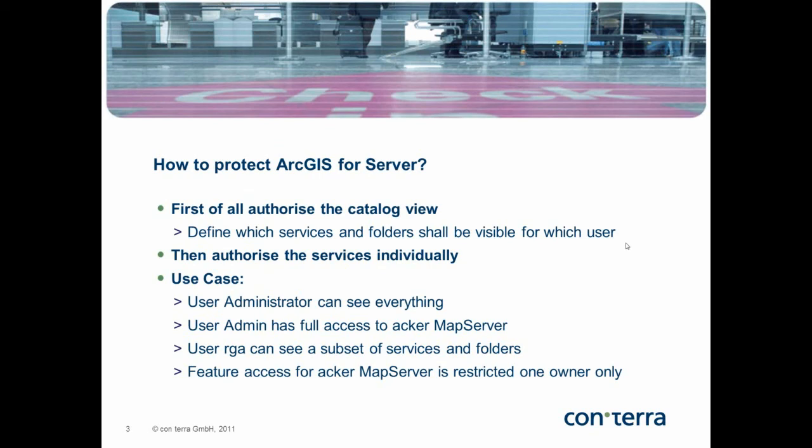And if this is done, the next thing is you have to authorize the services individually. You have a map service in there, you have a feature service in there, whatever ArcGIS is providing. Of course, you also have to create access rights to your individual services. In the use case I'm going to show, there will be a map server, and we will have two users: an administrator user which can see everything, all services and folders provided by that ArcGIS for Server. And we have a standard user which can only see a subset of services and folders and which can access a certain map server, but also with a restriction on features within that map server.